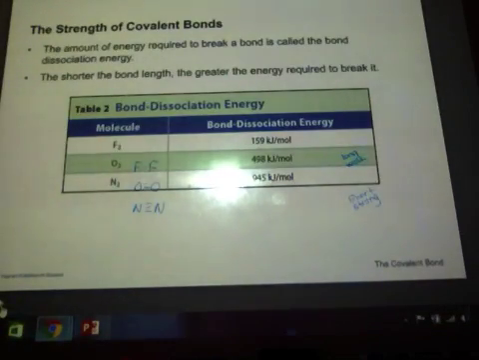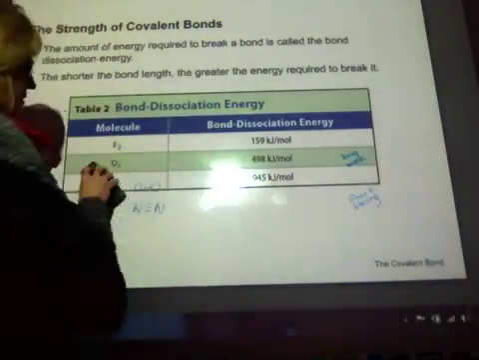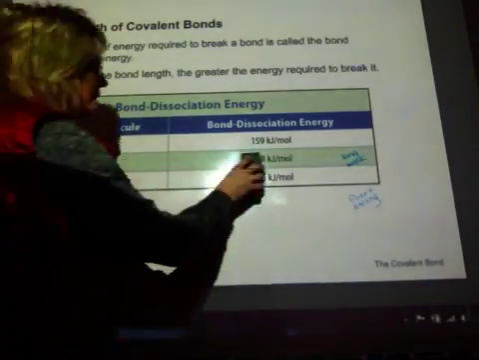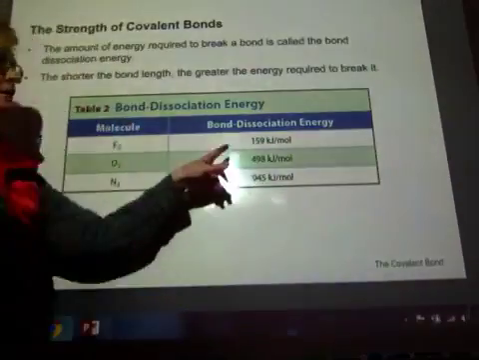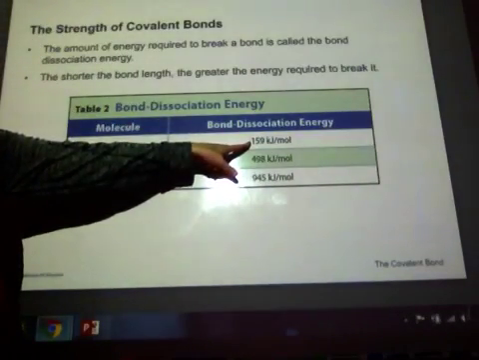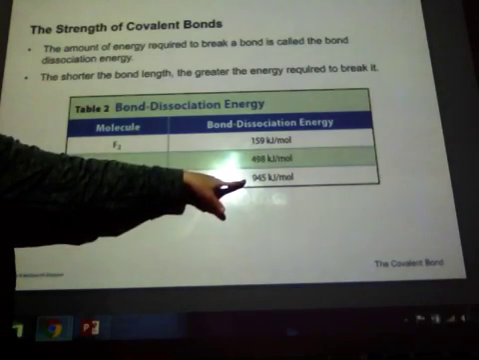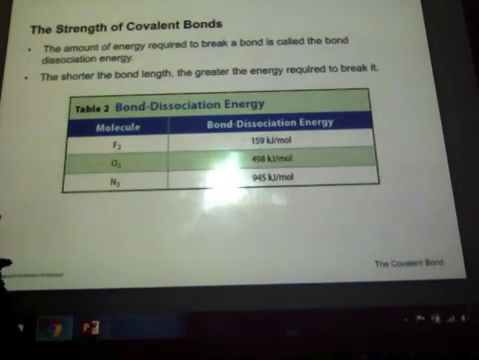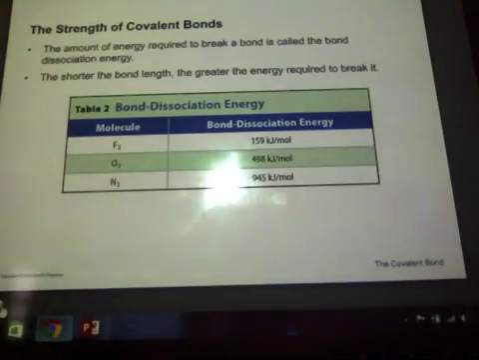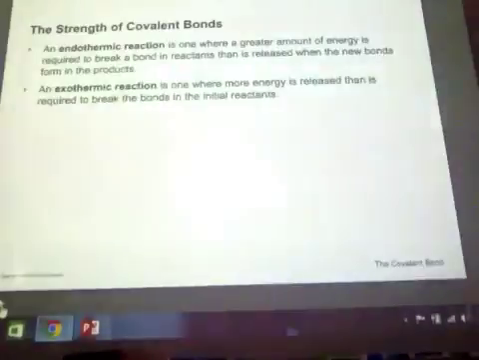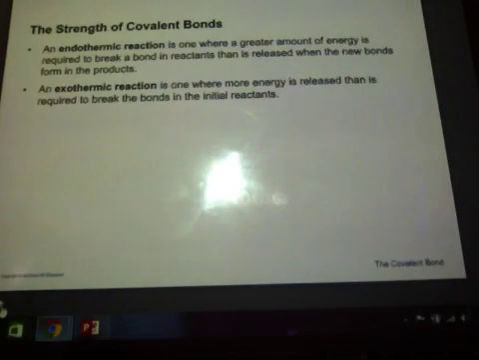And here it gives you just some of the numbers that go with it. So if I want to break that bond, here I need 159 kilojoules to break a single bond. I need close to 1,000 kilojoules to break a triple bond. So obviously if the strength is bigger, they're going to be harder to break apart.